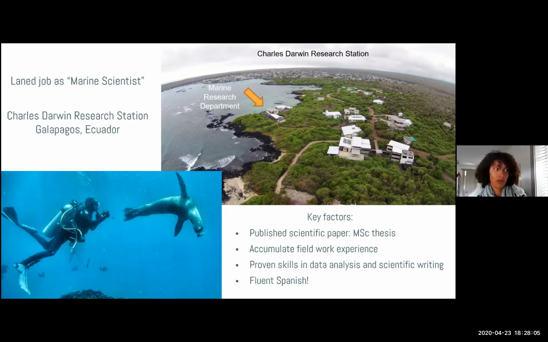Also, I had accumulated a lot of field work. I had proven skills in data analysis and managing data sets. And I was fluent in Spanish. So for those of you who speak another language, make sure you don't undersell that. That can be really important, and use that for looking at job opportunities or academic opportunities in other countries that speak that language. And if you don't have a language, consider learning one, especially during one of those times where there's not much to do, maybe like now.